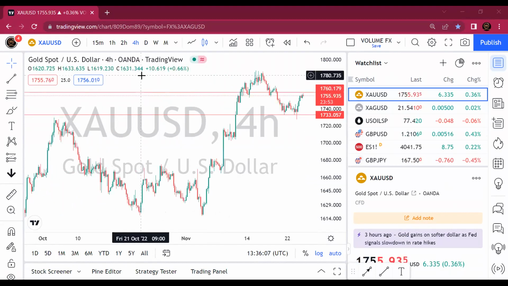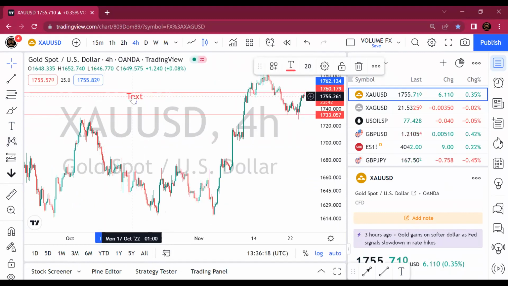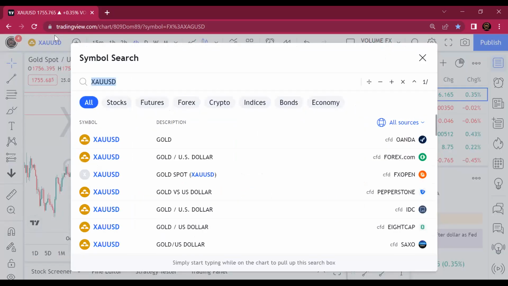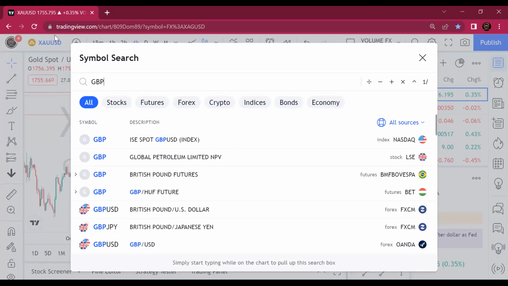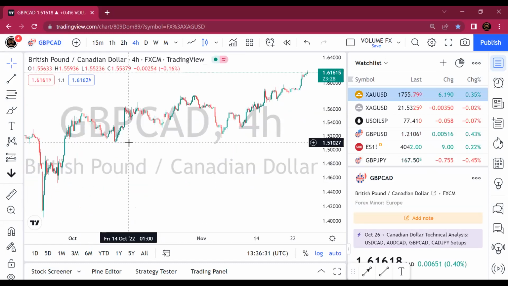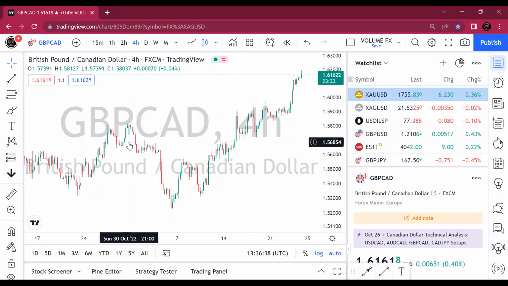So what am I looking for? A morning star is an indication. Let me use any other pair. Let me use GBP CAD. So every time I see a morning star, it is comprised of three candles.